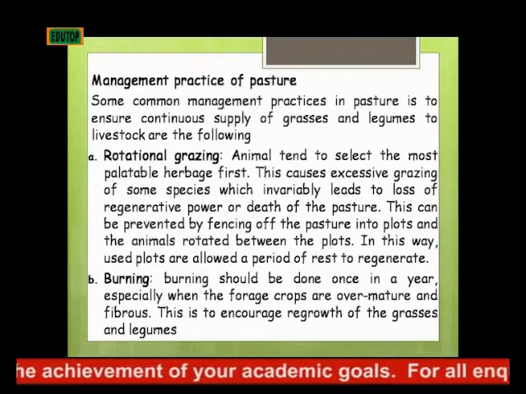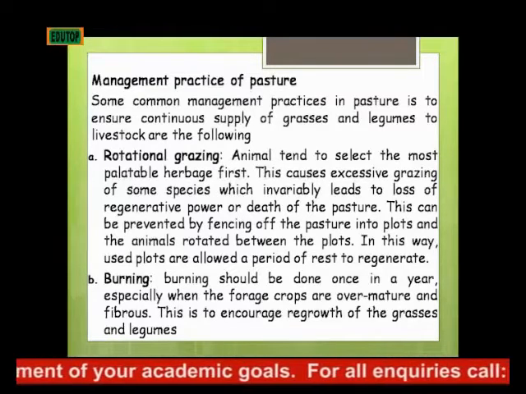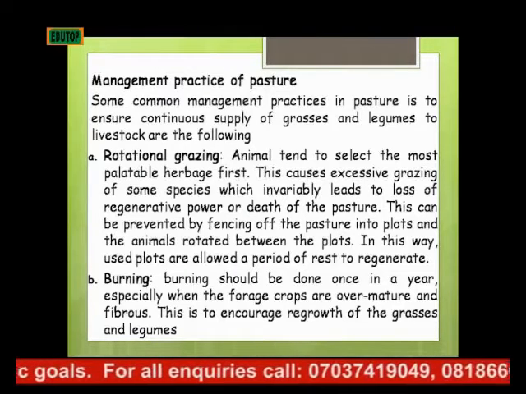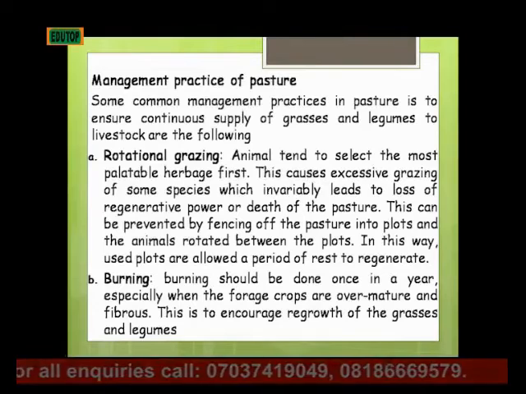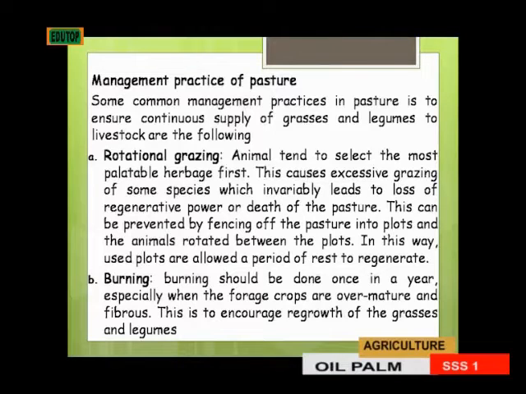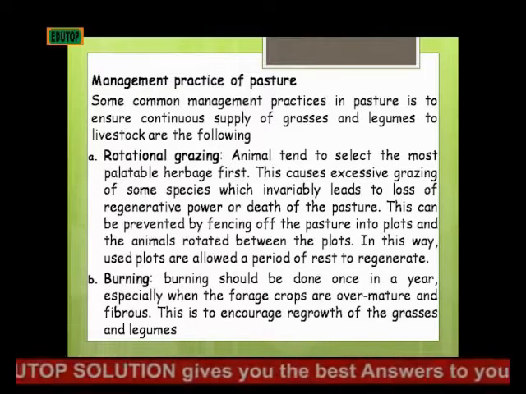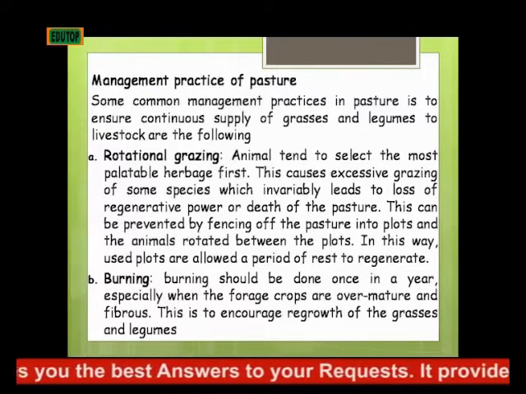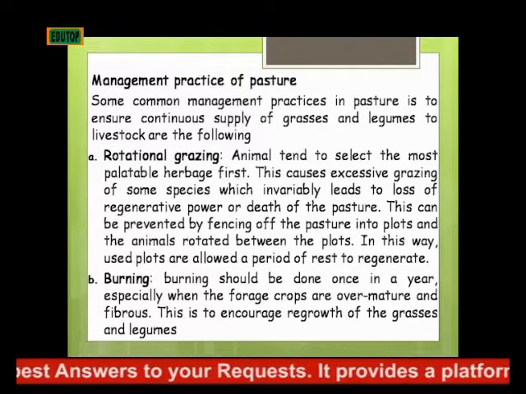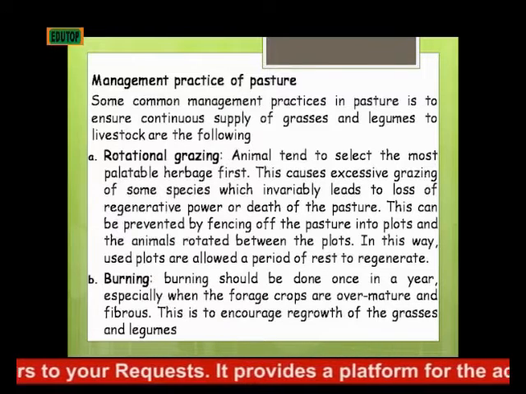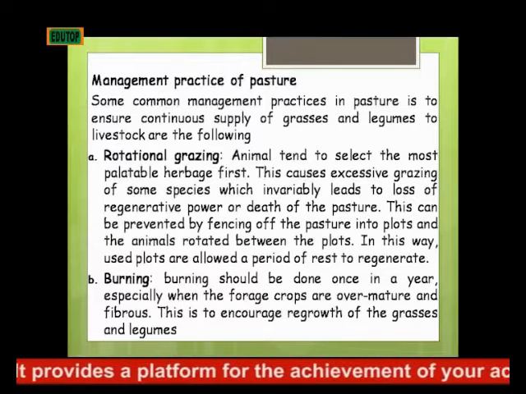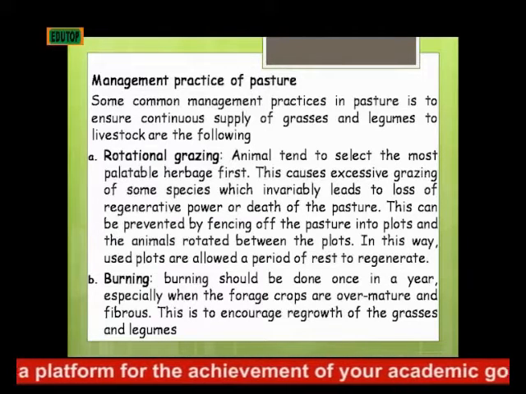The first one, we have rotational grazing. Animals tend to select the most palatable habitat first. This causes excessive grazing of some species, which invariably leads to loss of regenerative power or death of such pasture or forage crop. This can be prevented by fencing up the pasture into plots. That is, you divide your pasture into plots of land, and then the animals are rotated between the plots.